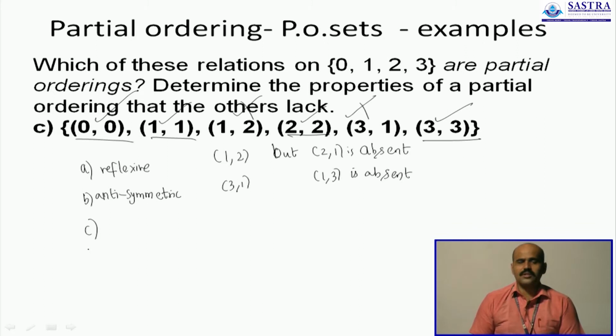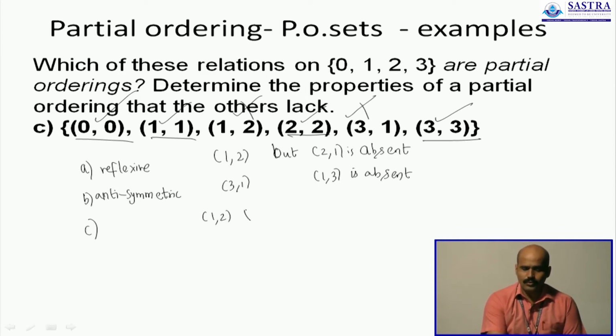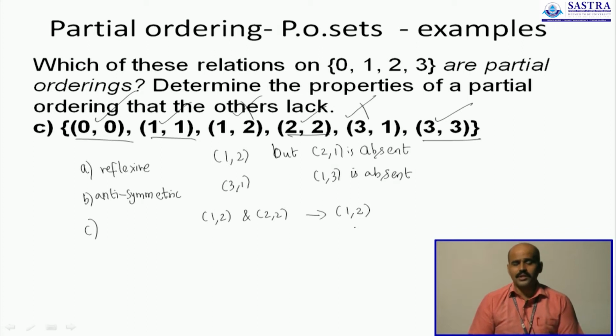To see that it is transitive, we will watch out for 3 elements forming pairs: whenever A, B and B, C are part of it, A, C must also be part of it. Having a look at that, we see that 1, 2 and 2, 2 are present. This should lead to the presence of 1, 2 again as part of the relation. 1, 2 is already there, and you can check it for any 3 elements that are part of the set.